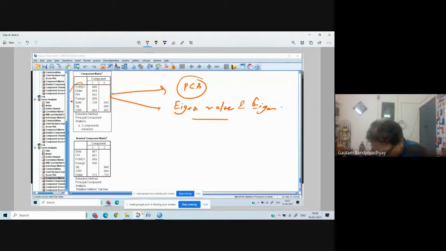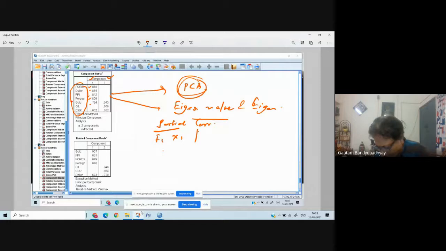There are 7 variables and 2 factors, and this is the correlation between factor and variable. These correlations are called partial correlations. So what is the partial correlation? The correlation between factor 1 and variable 1 when the effect of the other variables is nil. So with the help of PCA, we can calculate the correlation between variable and factor.